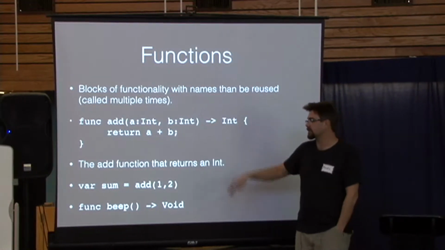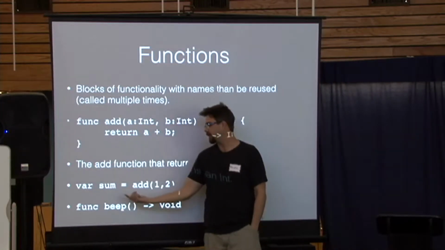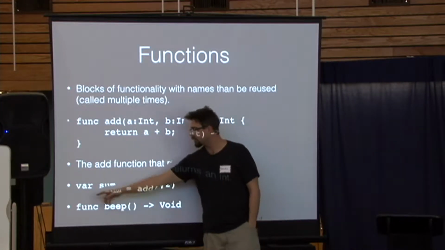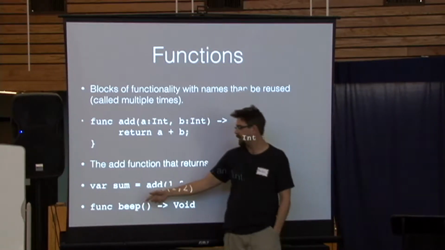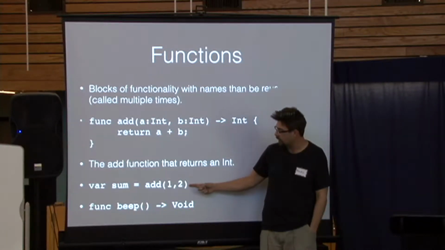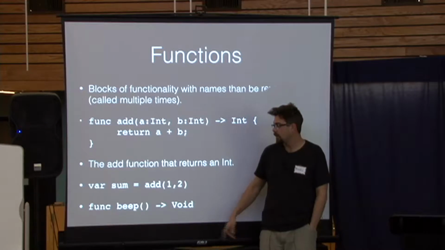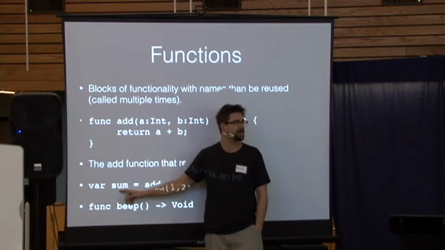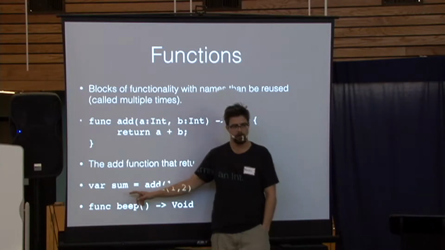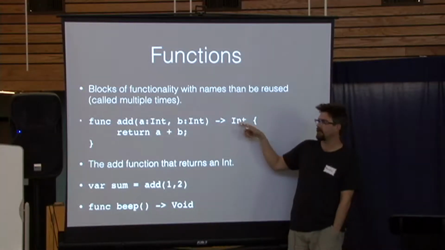So to call this function, I want to call the function and store the value. So I declare a new variable named sum, and I set it equal to the output of add 1 and 2. What is sum? What type is this? I didn't put my type annotation here. How do we know it's an integer? Because of the return type from this.